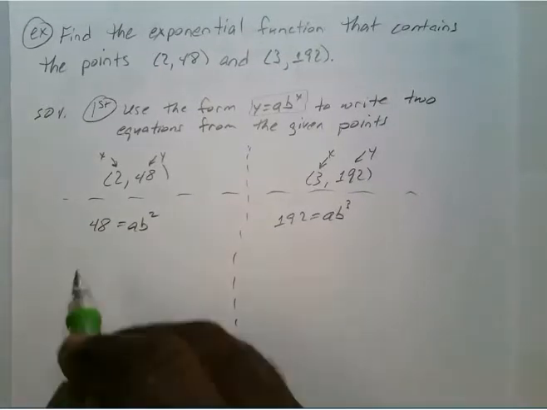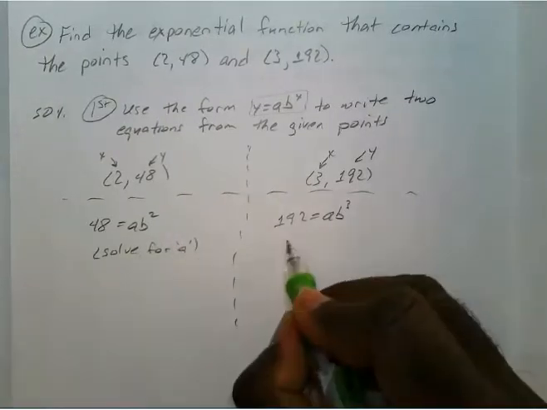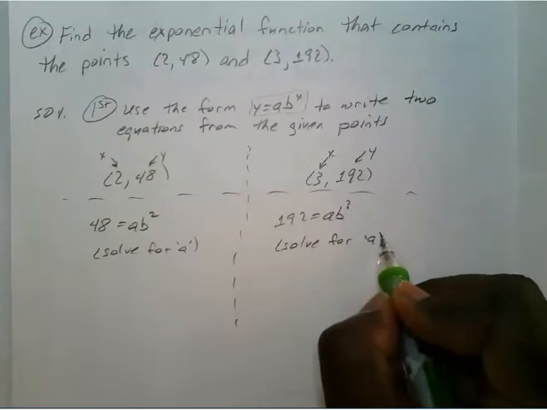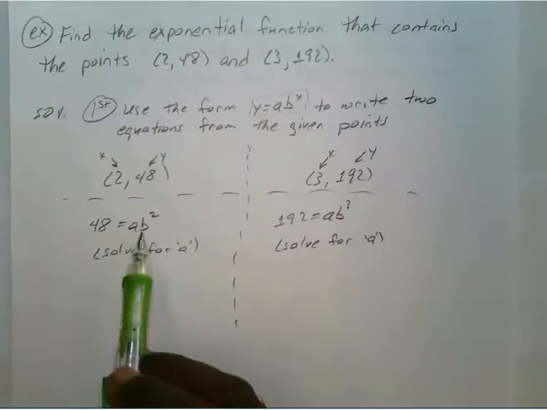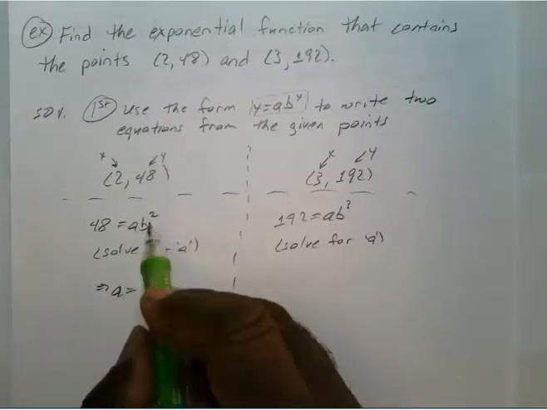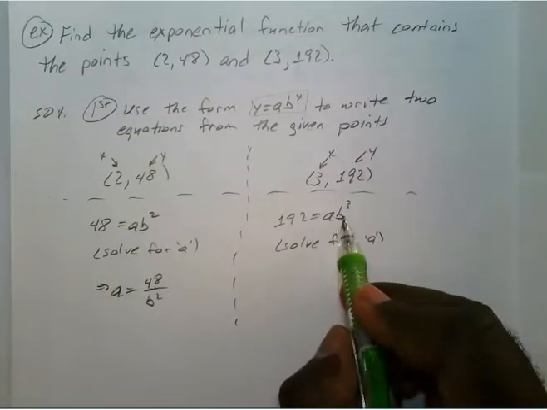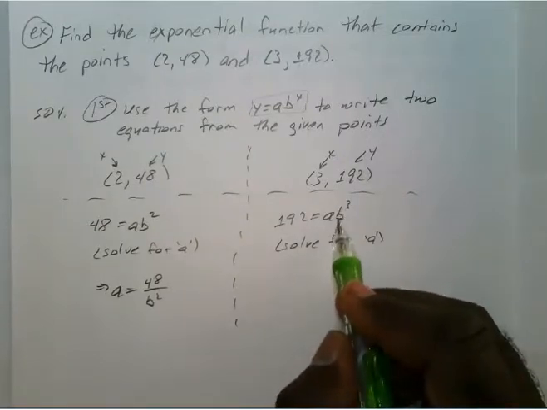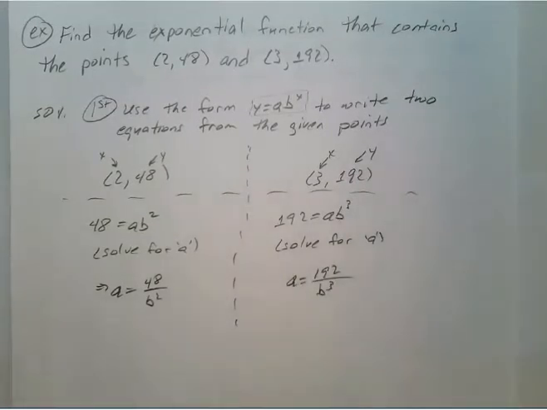So what are we going to do from here? Well, for both, we're going to solve for a. Okay, so if we divide both sides by b squared, we have a, because b squared divided by b squared would just be 1. A equals 48 over b squared. And for this one, if we divide both sides by b to the third, b to the third divided by b to the third will give us 1 over here. So we have a equals 192 divided by b to the third.